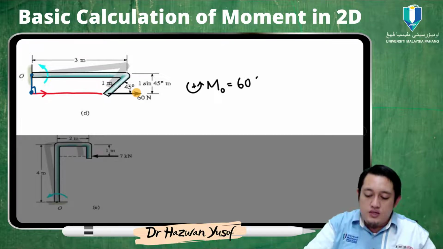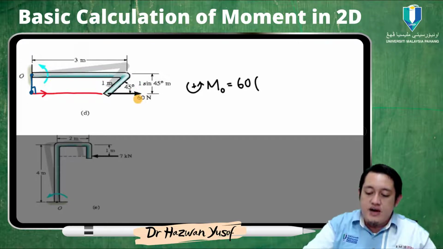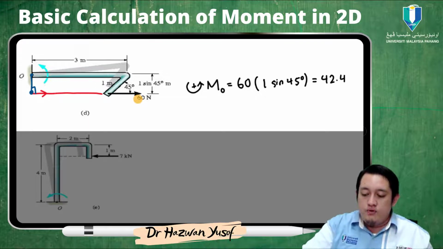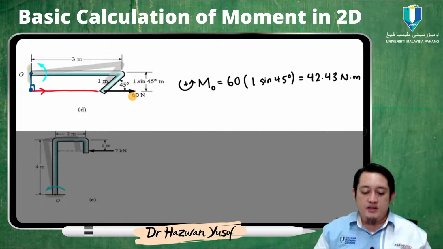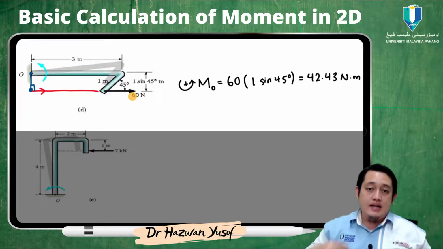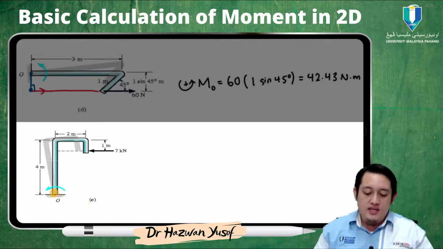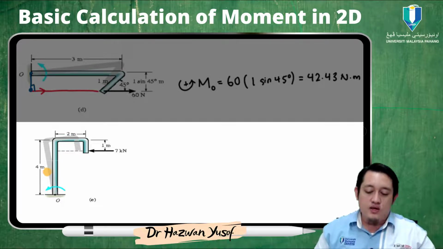Positive 60 Newton times the distance. The 90 degree distance is this one, which is 1 sine 45. So the answer is 42.43 Newton meter. Let's take a look at the last example, which is this one, E. How to calculate moment at O.